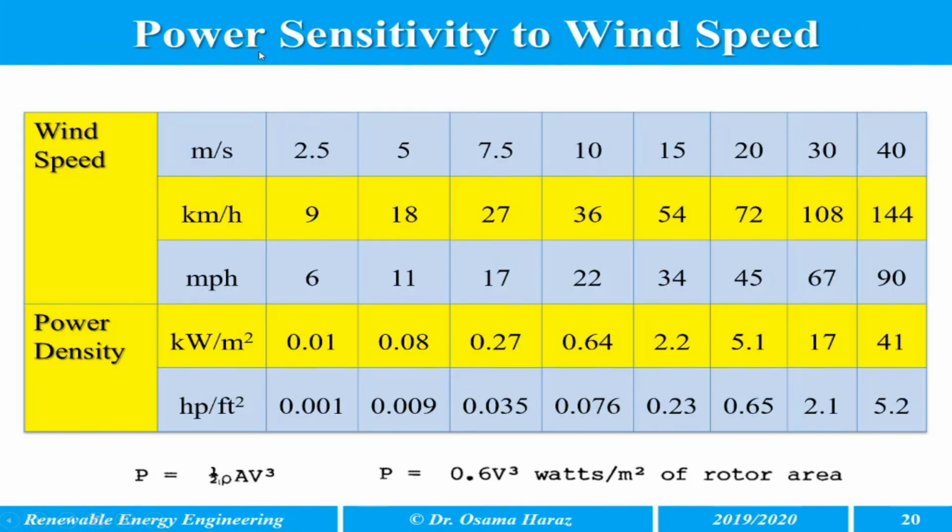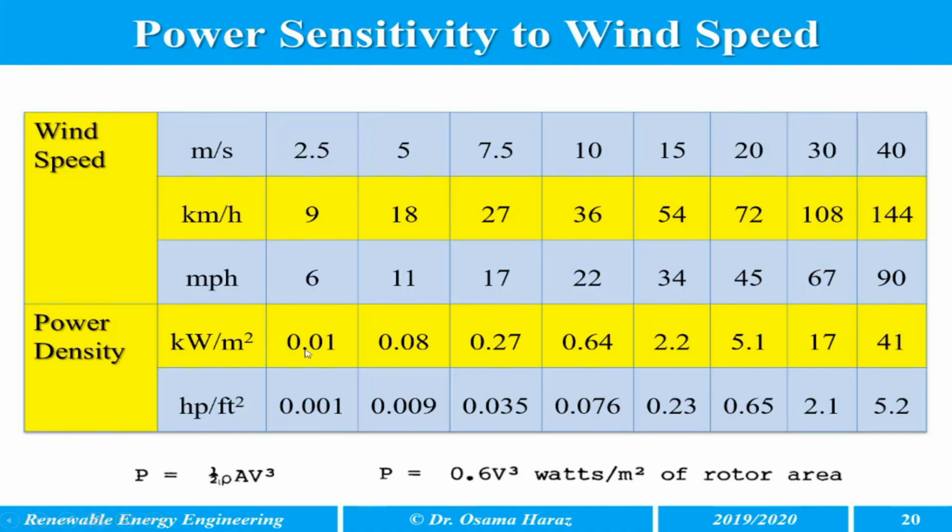Here we'll talk about the power sensitivity to the wind speed. Wind speed in meters per second, or in different units like kilometers per hour or miles per hour, changes from 2.5, 5, 7.5, 10, 15, 20, 30, 40. What will happen to the power density? The units for power density are kilowatt per meter squared or horsepower per foot squared. So we take kilowatt per meter squared.